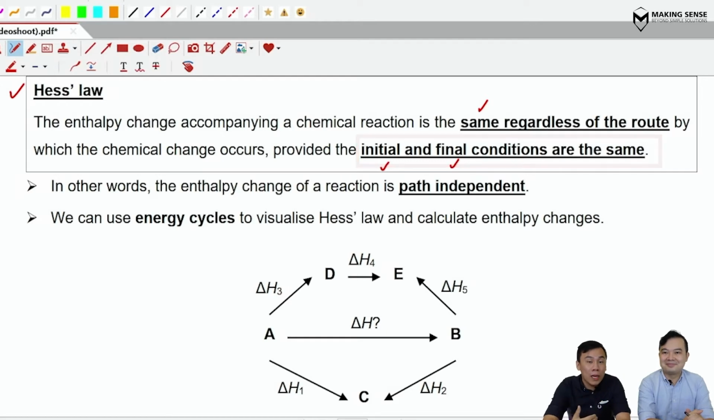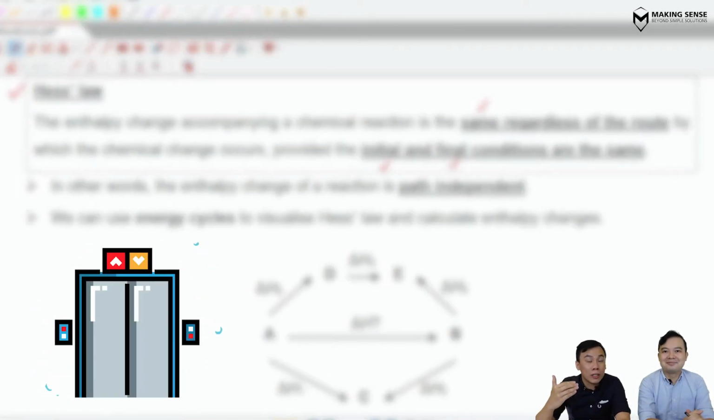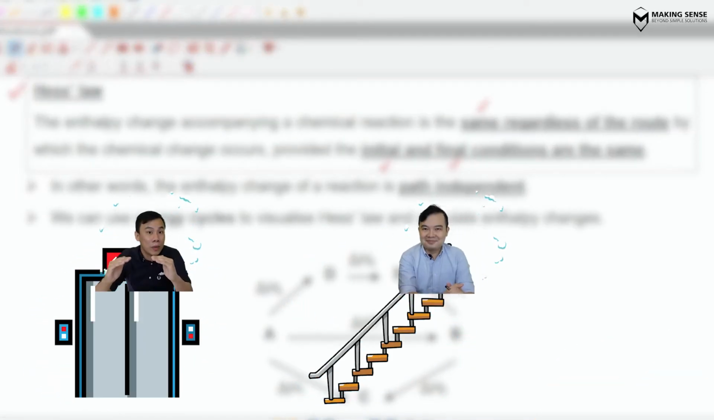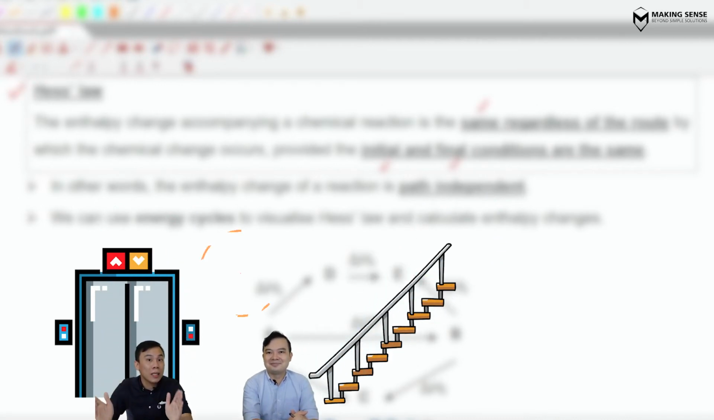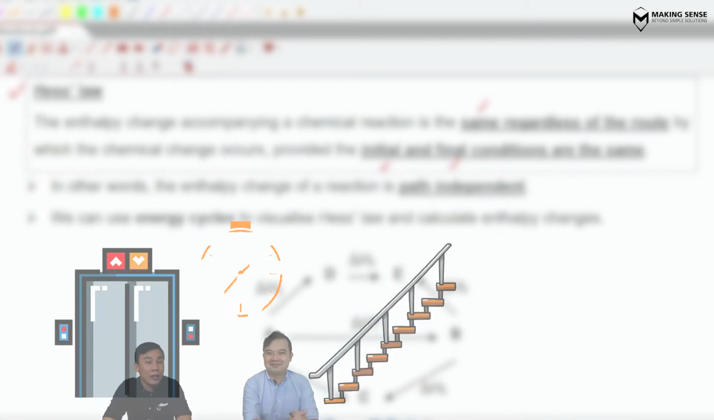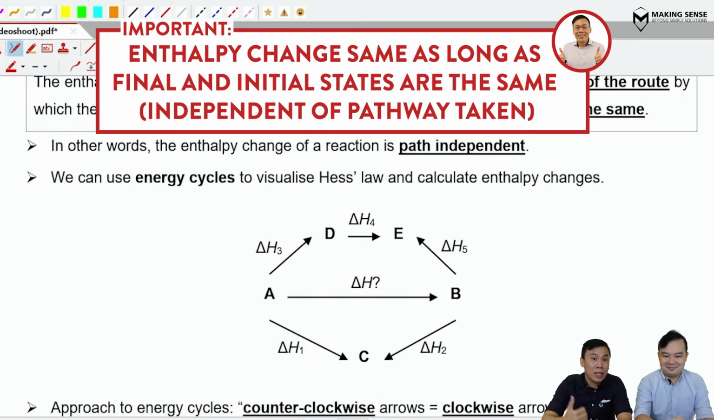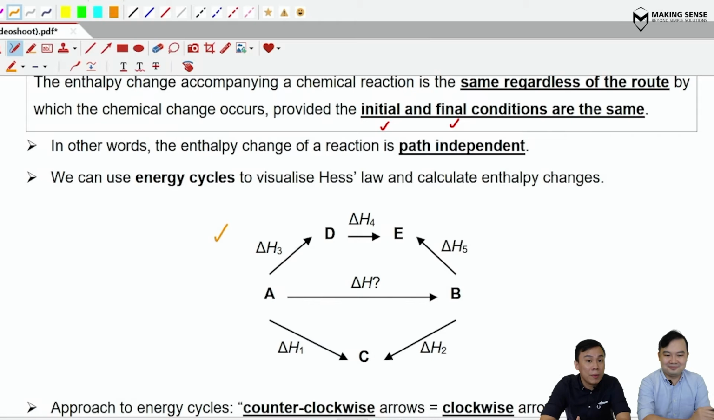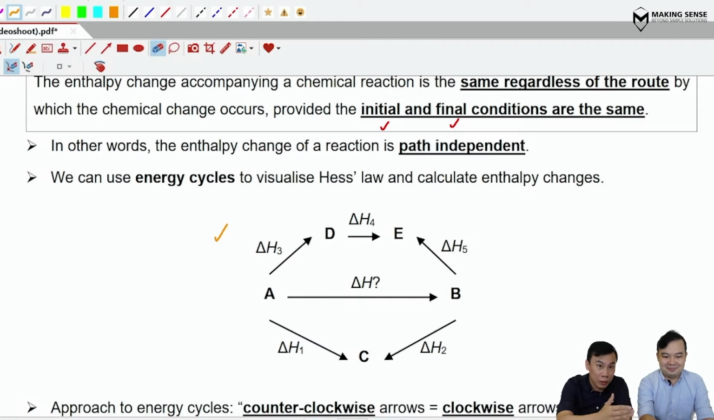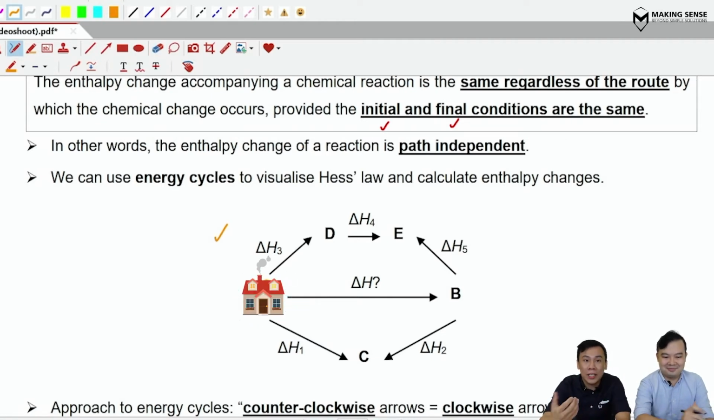So just now the two of us, one of us took the lift down, one of us took the staircase down. We started at the same level, we ended at the same level, so the amount of time taken for both of us would be the same. So that's just one way of looking at Hess Law. Okay, now in terms of a second analogy, if you were to look at this diagram in the middle of the screen, so let's say my house, I stay at A, my school is at E.